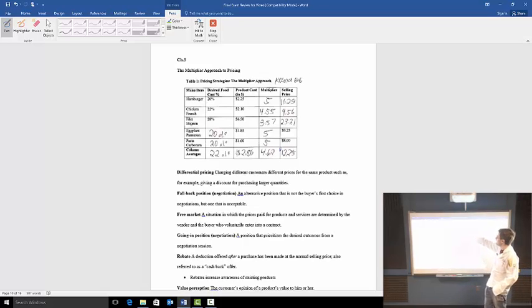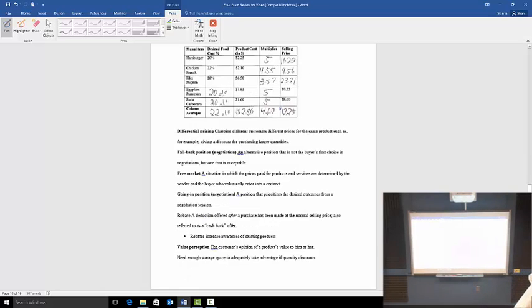Where this multiplier comes from is we take our food cost percentage and we do 100% divided by the food cost percentage. So 100 divided by 20 gives us the multiplier of 5. You would go through and do the same thing for the rest of these. And then you always want to track your averages. Where's your average food cost? Where's your average product cost? So on and so forth. Again, this is the old school way of doing it. There are technology applications that can do this for you.